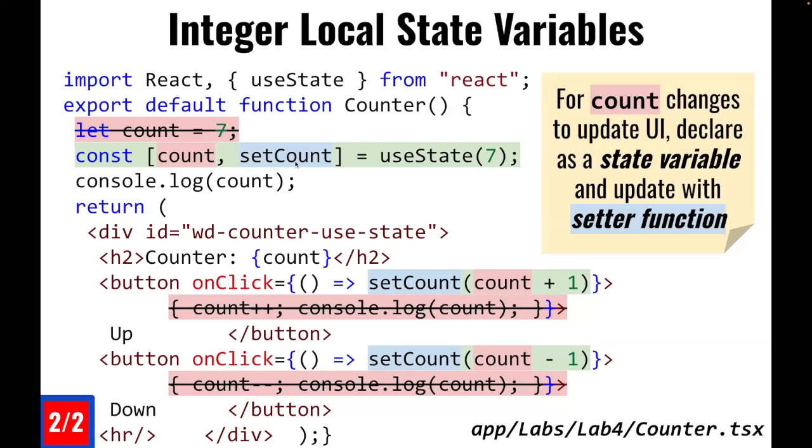No, but we don't implement set count, right? It's provided to us by useState. So useState returns an array, right? And the first item of that array is the current value of the state variable that is maintained by useState. We're not maintaining it, useState is maintaining it. And the second element in that array is a reference to a function that we can use to modify the value of the state variable.